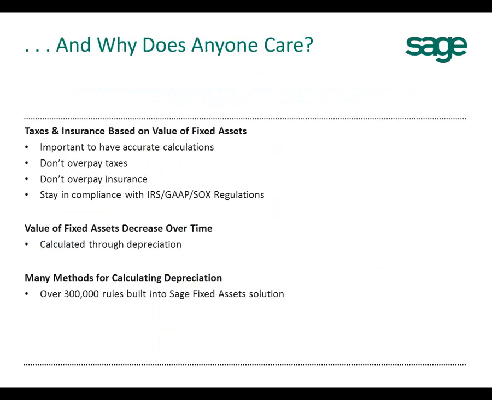Now that we've covered what fixed assets are, let's go ahead and talk about why you should care. Looking at our slide here, you should care because it's important to have accurate calculations for your books. Not knowing what you have can always result in overpayment in taxes and insurance, and most importantly, you want to make sure that you're staying compliant with IRS tax rules and regulations so you're not in trouble at the end of the year. You should also care because, as we all know, the value of fixed assets decreases over time. A good example of this would be the purchase of a brand new car.